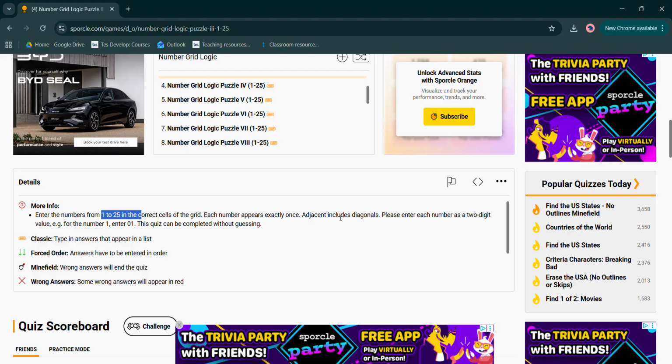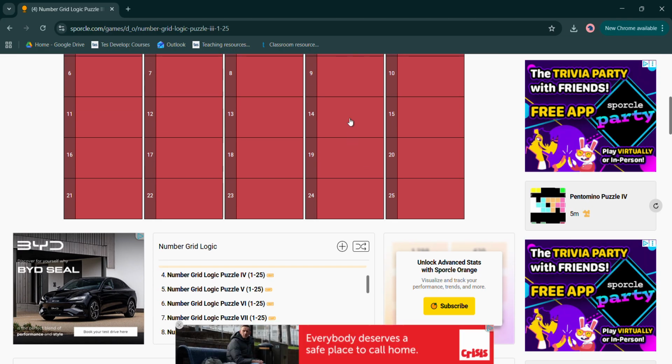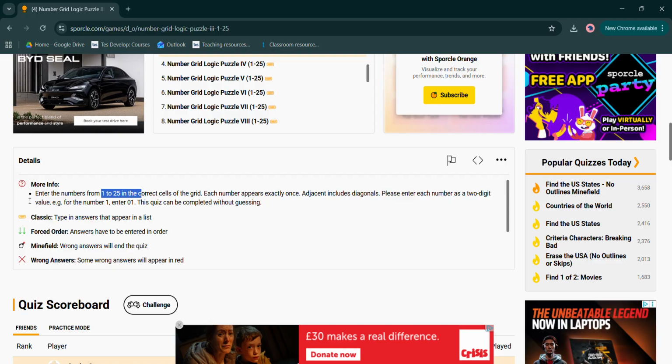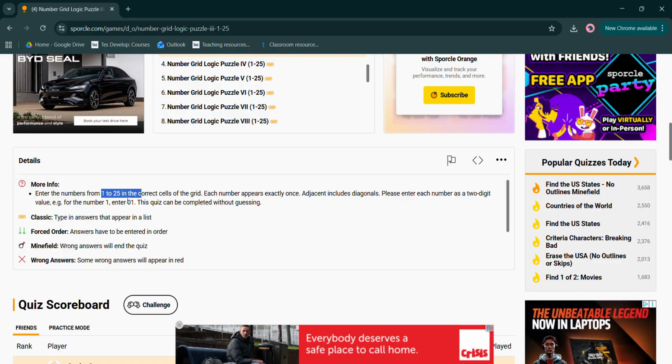They each appear once and adjacent. When it says the word adjacent, that means diagonal as well. So 14 is adjacent to all of 8, 9, 10, 13, 15, 18, 19, and 20. The whole lot around. And you enter 2-digit numbers as the value, but 1-digit numbers have to be entered as 0, 1.